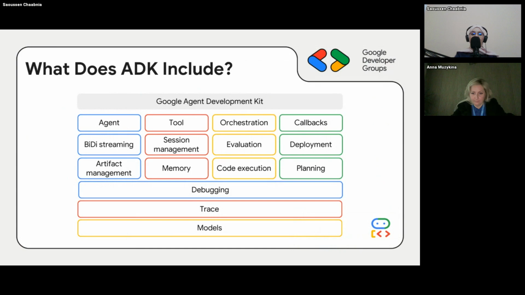So what does it include? This is not just a library you import. It's a complete development kit that includes agent classes and abstractions, built-in tools like Google search and code execution, a plugin system for observability and logging, deployment utilities for production, and an evaluation framework for testing agent performance, among other offerings.